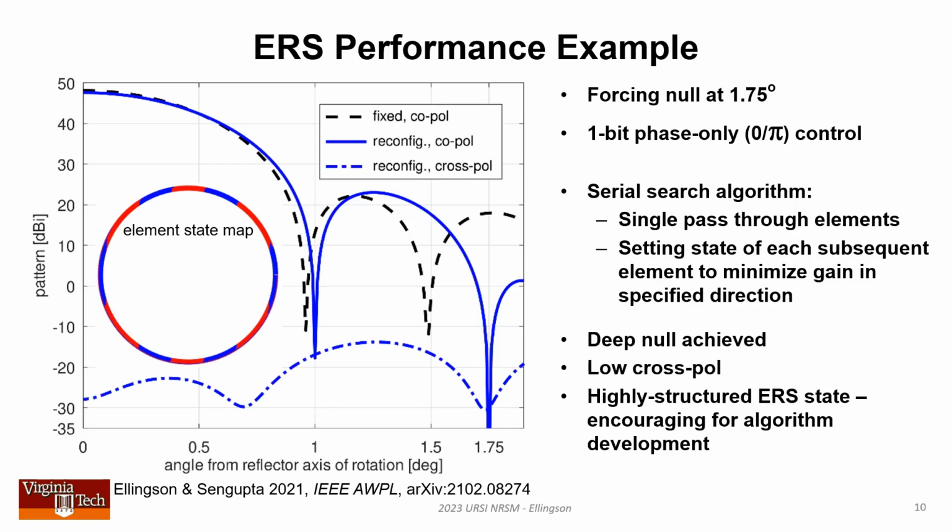If you assume only 1-bit control of the elements, say you can either open circuit or short circuit the patches, well, then it's quite simple to find element states that give you the desired null, and it's very deep. Now, this is using a simple algorithm to set the element states, and you see on the far left that the gain of the main lobe has changed slightly. Well, it turns out to be easy to fix that too.